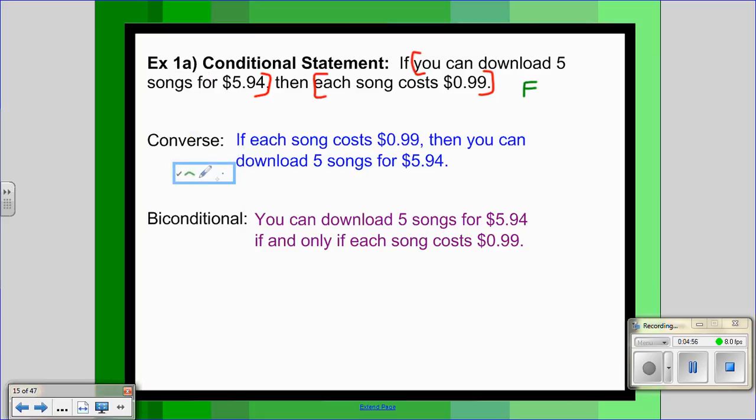So in order to truly write a biconditional, both the conditional and the converse have to be true. So technically, even though I can write it, this is false. So it should not be written unless both of those statements are originally true. Just FYI. Yes, you can always write a biconditional, but it's not always going to be true. So you only really want to write true biconditionals.